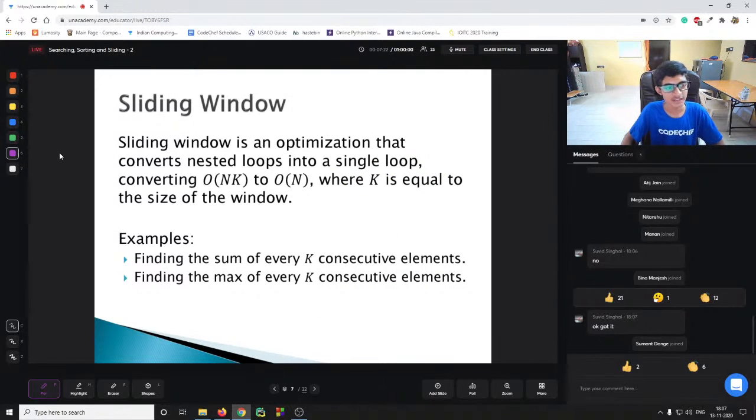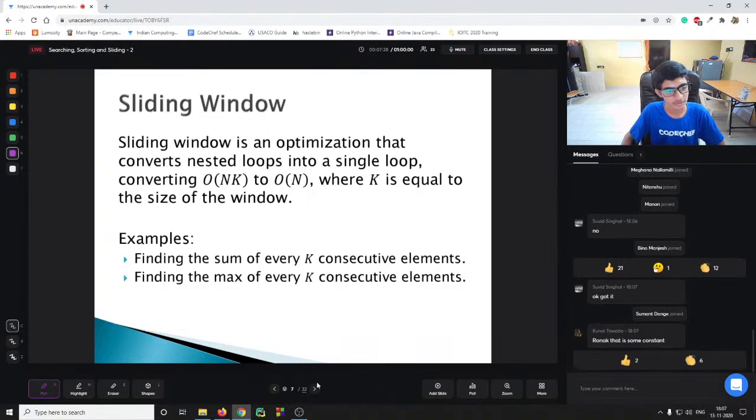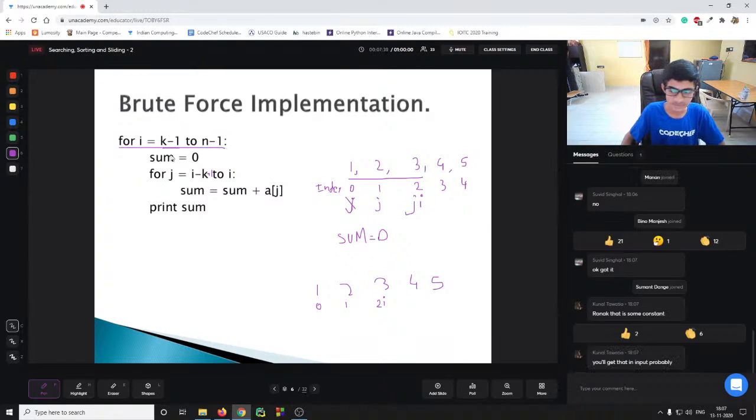So sliding window. Sliding window is an optimization for this problem or similar problems. Sliding window is an optimization that can convert some nested loops into a single loop. So a nested loop is defined as a loop inside a loop. So this is i equal to k minus 1 to n minus 1, and inside the loop there's another loop.